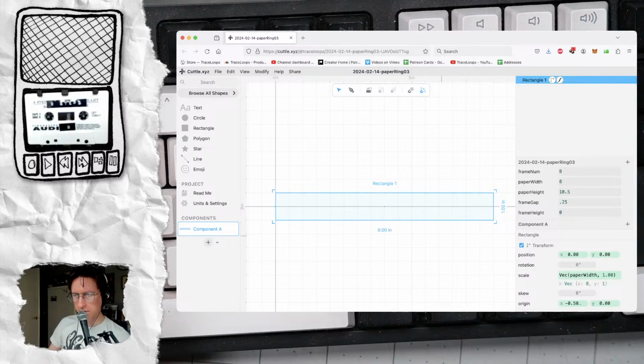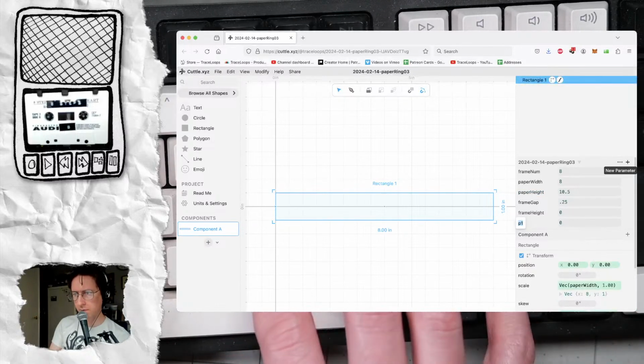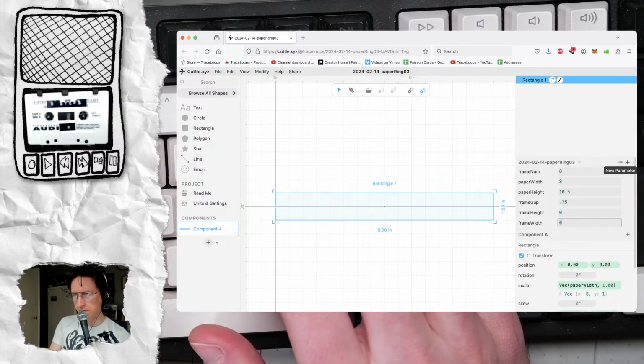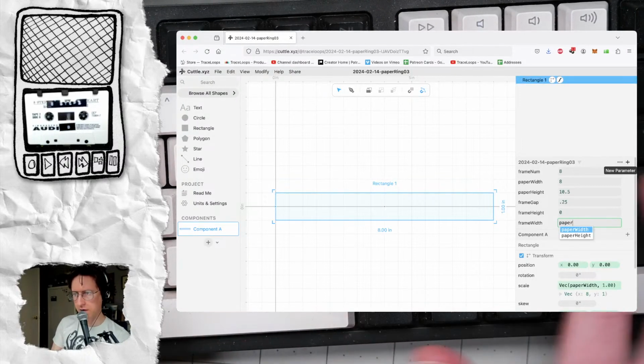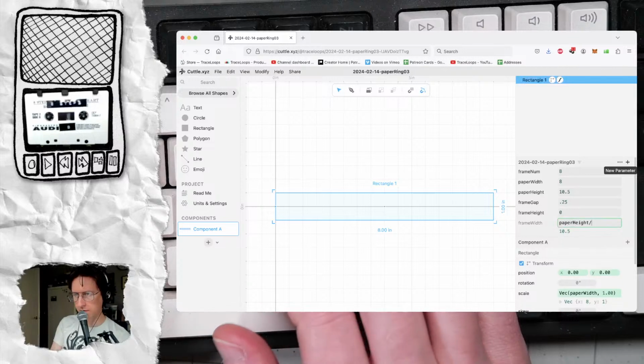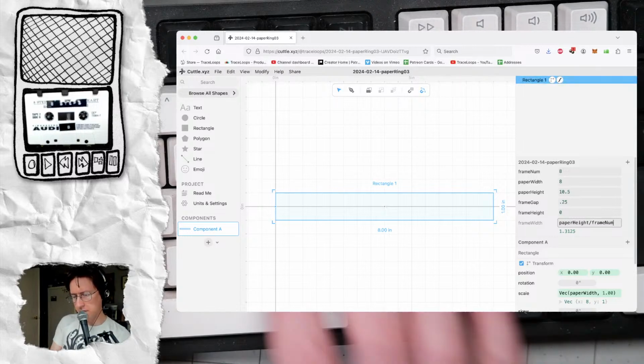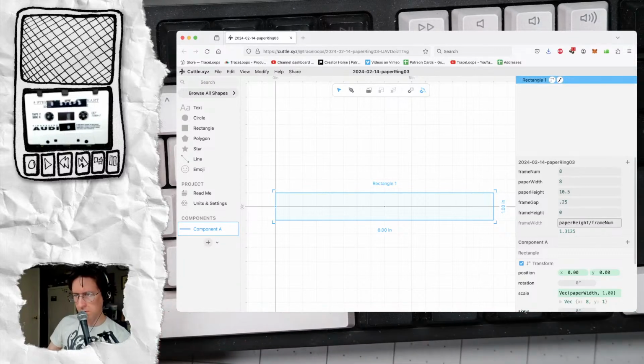And how wide do I want the frame width? Paper height divided by frame num. That would give us 1.3 as a width. Times 2. I think I'm going to use 2 sheets of paper for this.